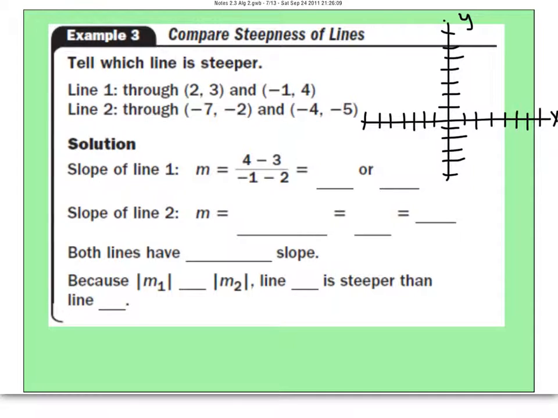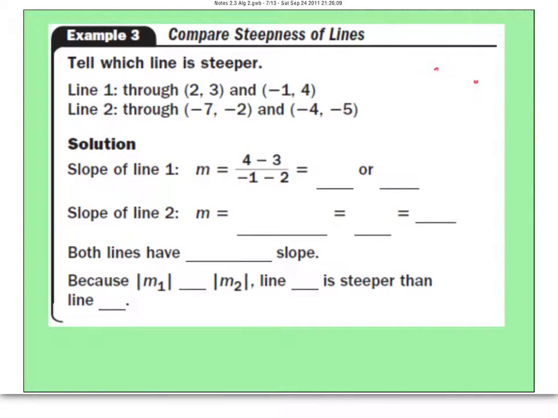So I'm going to plot the ordered pairs (2, 3) and (-1, 4). It's about right there. That's line 1. And then line 2 is at (-7, -2), and then we're going to plot (-4, -5), about right here. It looks like to me line 2 might be more steep, but I'm not sure.